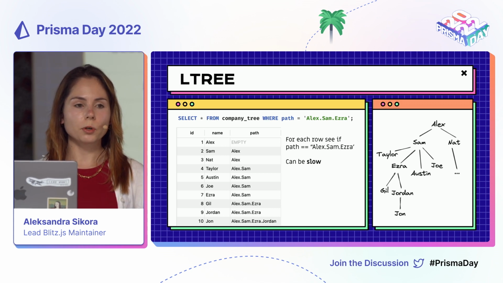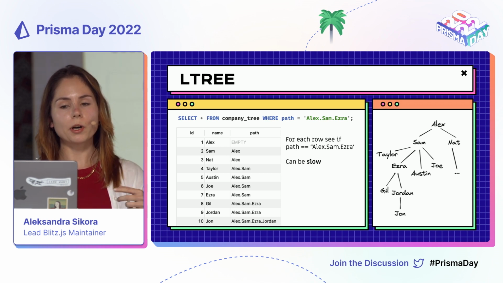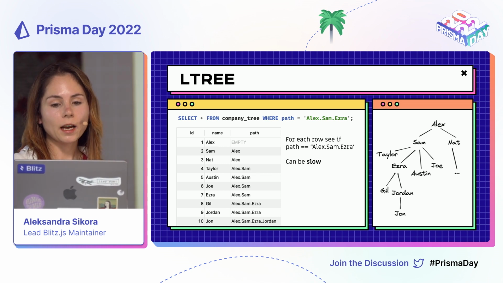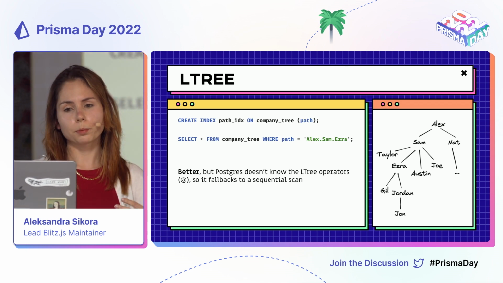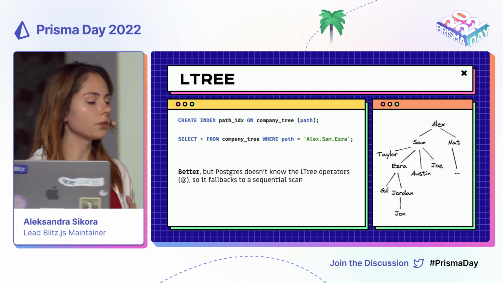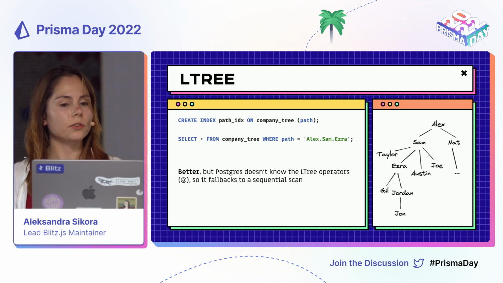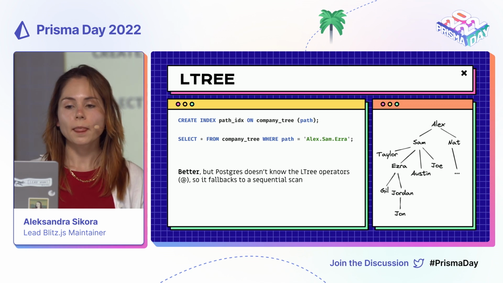If you have millions of rows, this is going to be very slow, because Postgres will have to go through each row and do the comparison to see if the path is equal to the string in your query. Now you can add an index, like the B-tree index that you are probably adding to your other tables. That's going to be slightly better. Postgres will do a binary search on your data, so that will be an improvement. But still, Postgres doesn't know what this add operator means. So eventually, it will fall back to a sequential scan.